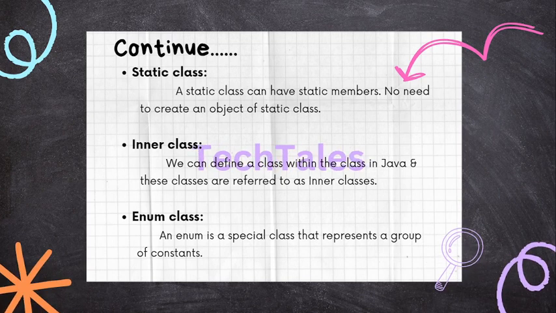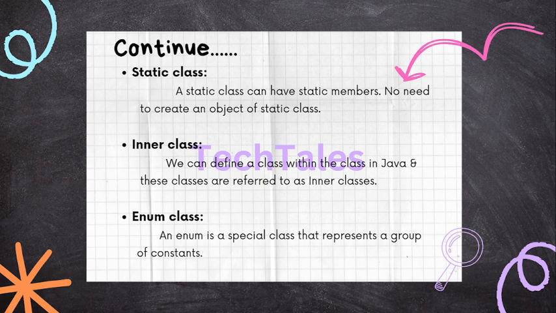Then we have a static class. That class can have static members and you don't need to create any object of your static class. So when you define a class as static, your class gets memory once you create a class. Once your class has been loaded in memory, then your variables and methods get memory in a stack. So you need to use the static keyword to mark any class as a static class.